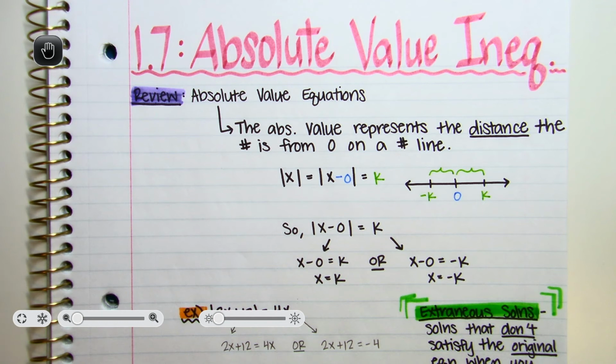Hi everybody, so today we're going to be doing notes on section 1.7, which is all about absolute value inequalities. The last time we did notes, it was also section 1.7 on absolute value equations. I am going to do a really quick review on that because I realized I left a couple of things out when I did the last set of notes on absolute value equations.